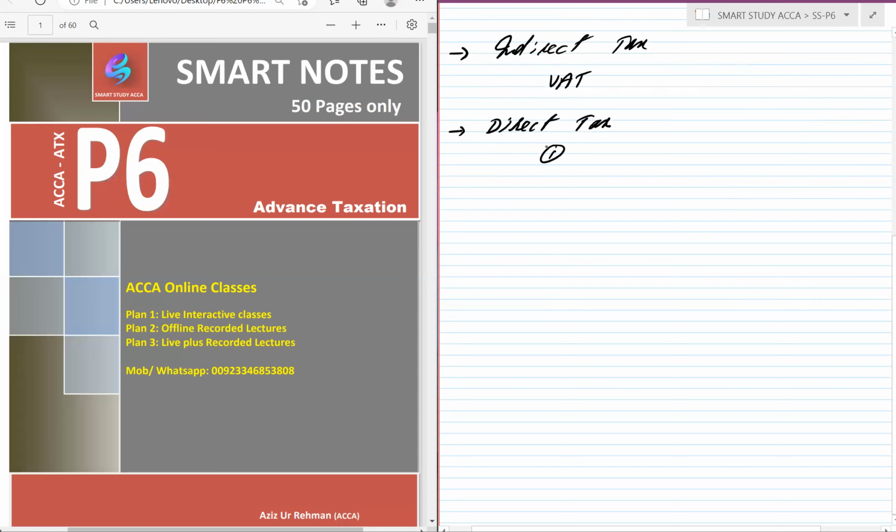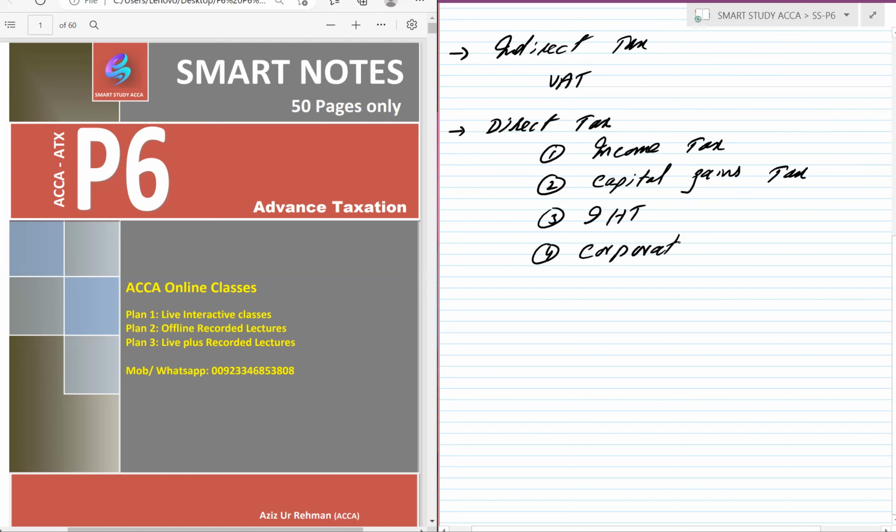One of them is income tax. Second is capital gains tax. Third one is inheritance tax. Fourth one is corporation tax. So these are the four types of direct tax which we will cover in our syllabus.